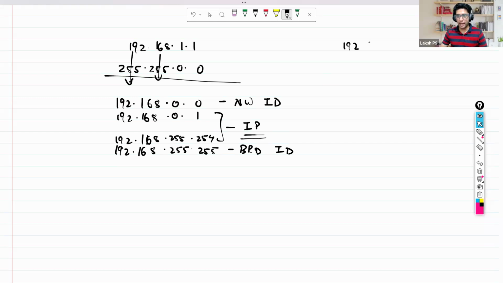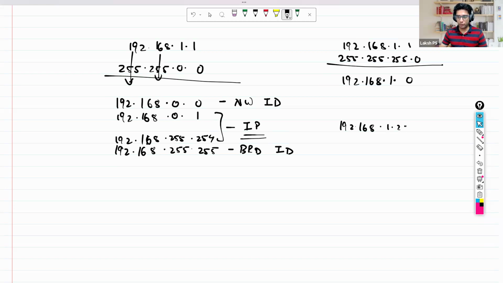Similarly, if we go for a class C address mask, 255.255.255.0, with 192.168.1.1, the network ID is going to be 192.168.1.0, and the broadcast ID is going to be 192.168.1.255. Any IP address .1, .2 till .254 is the usable IP address range. So for a classless IP address mask, finding out the network ID and the broadcast ID is also very similar.